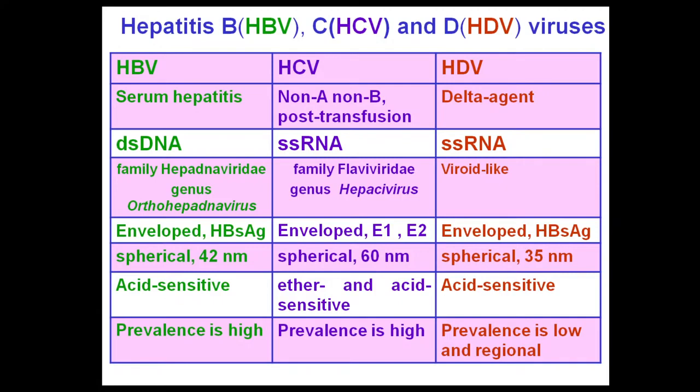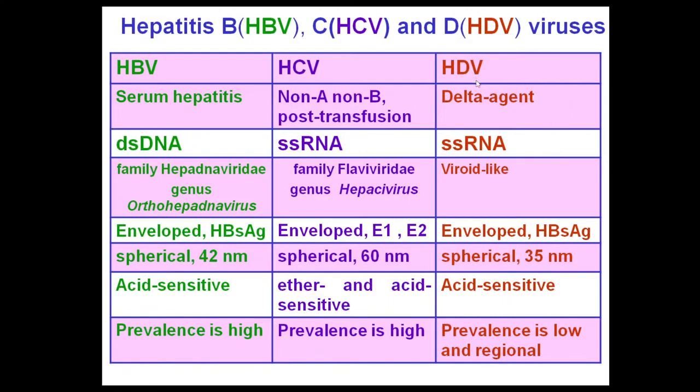Here we see the comparison of the most common out of these four, because hepatitis G is still very rare. So the most common are B, C, D hepatitis viruses. And out of those, hepatitis B is a double-stranded DNA virus, and hepatitis C, D, and also G are RNA viruses that have single-stranded RNA.